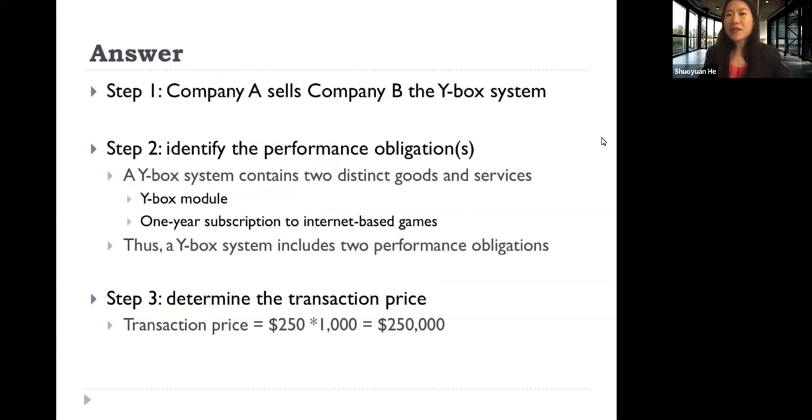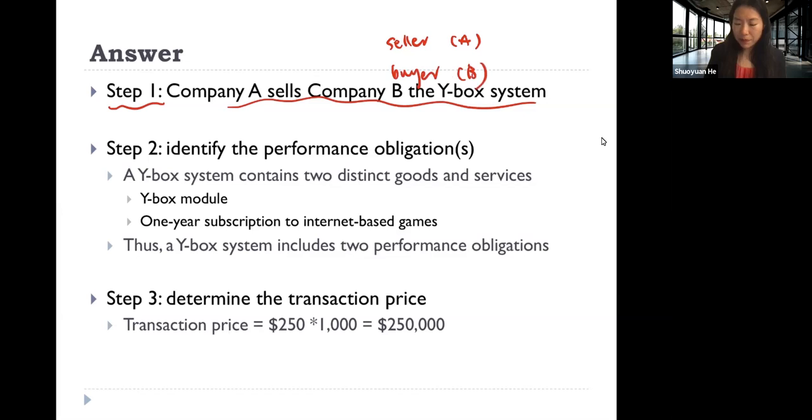So let's look at the first step. Step one. What is step one? That is to identify the contract here, right? So the contract here is company A sells company B white box system, and who is the seller? That is company A. Who is the buyer? That is company B. And the promise of company A is to deliver white box system to company B.